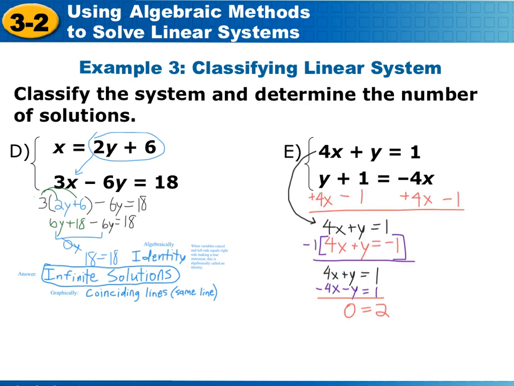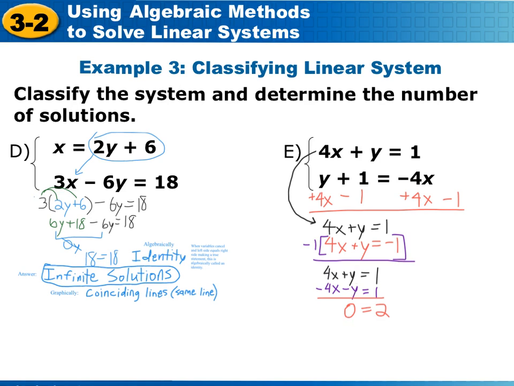On this problem, I decided to solve this bottom one into standard form, getting the 4x and y on the same side and the -1 on the other. And then I still have the top equation, so I have 4x plus y equals 1, and then 4x plus y equals -1. I multiplied the bottom equation by -1, giving me -4x minus y equals +1. I then eliminated my x's, which also eliminated my y's, giving me 0 equals 2.